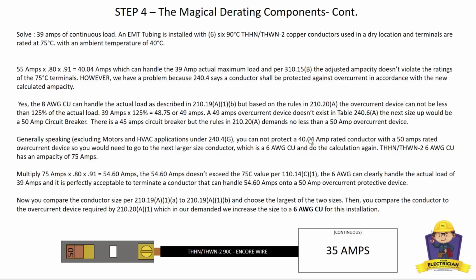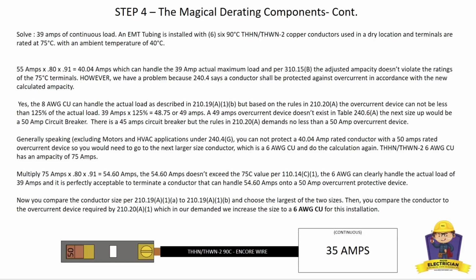At that point, I have to drop down to a 6 gauge. And if I do the calculation from the 6 gauge at the 90, it's 75 amperes times 0.8 times 0.91, gives me a conductor that's good for 54.6 amperes. The 54.6 amperes doesn't exceed the 75 degree value per 110.14(C)(1). So the 6 can clearly handle the 39 amps of load, the actual load, okay?